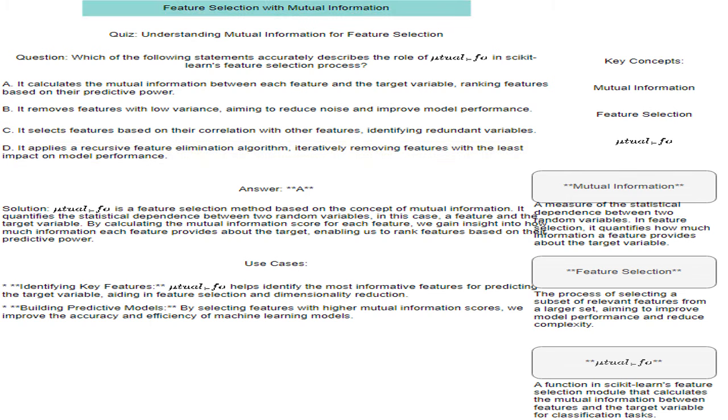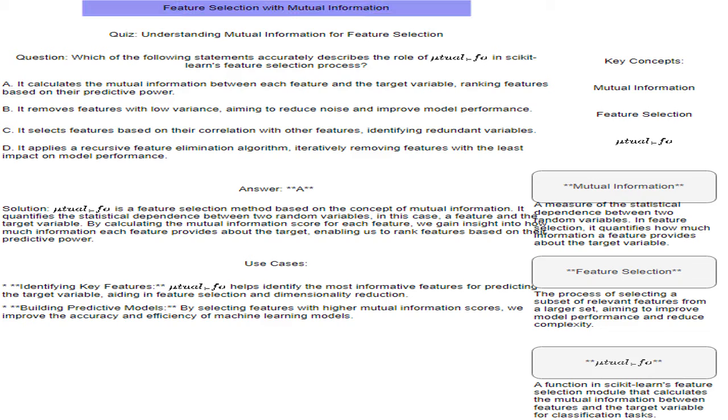True. Mutual information. This statement describes the role of variance threshold feature selection, not mutual_info_classif. Variance threshold removes features with low variance, aiming to reduce noise and improve model performance.